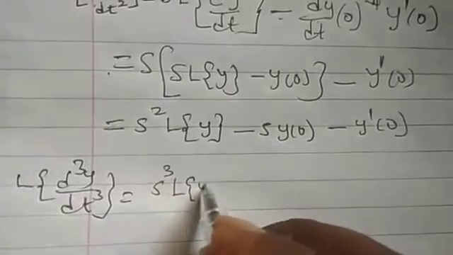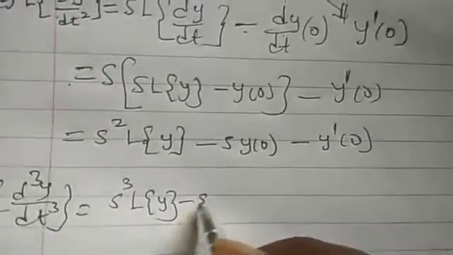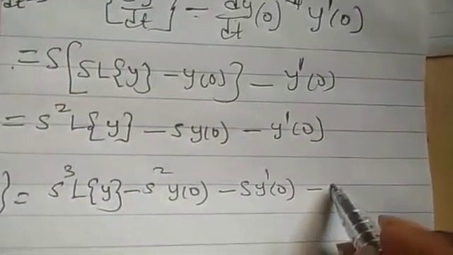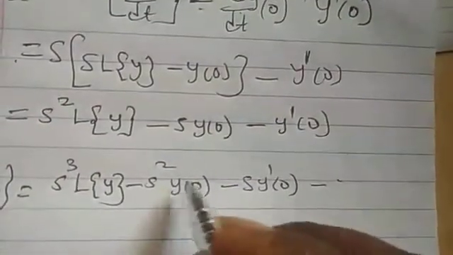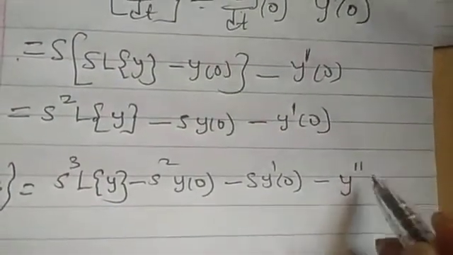Similarly, when we find the third one, we should be able to have s cubed Laplace transform of y minus s squared y naught minus s y prime naught minus y double prime naught. But the ones we are considering are just the first two derivatives.